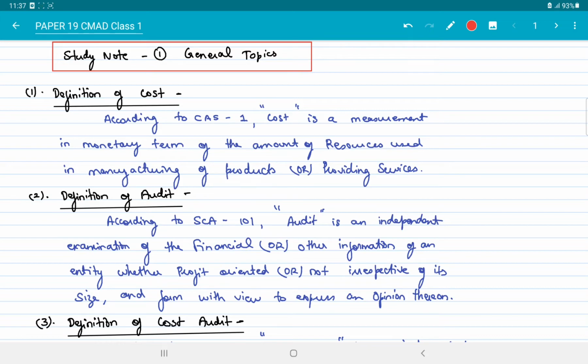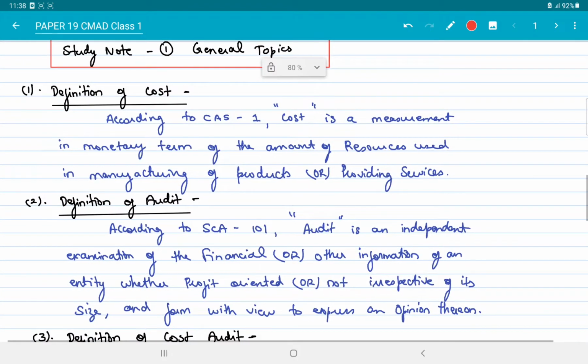Before going to what is cost audit and what is management audit, we should know what is cost, and we should know what is audit. Then we can go for cost audit, then for management audit in detail. But first we should know what is cost. Cost is defined, not by me, and not by some normal person, it is defined by a recognized body.